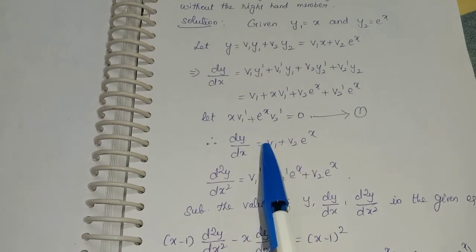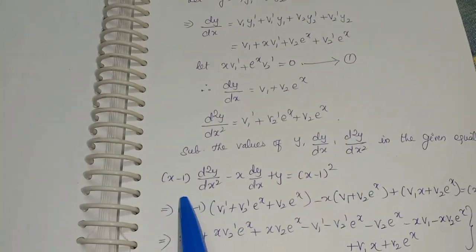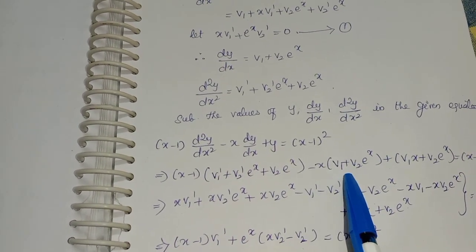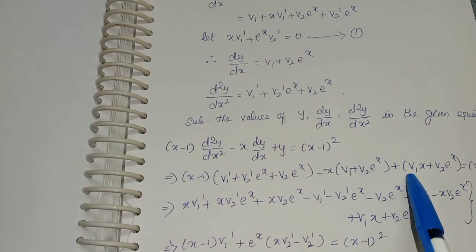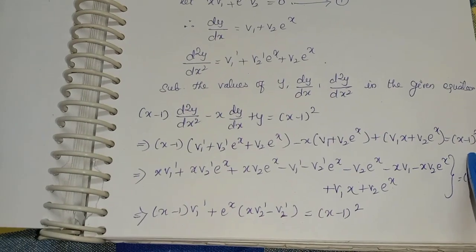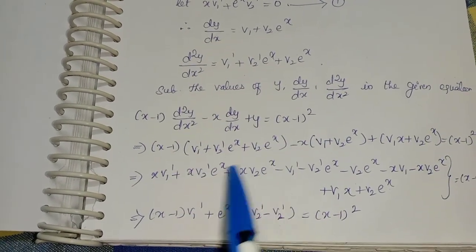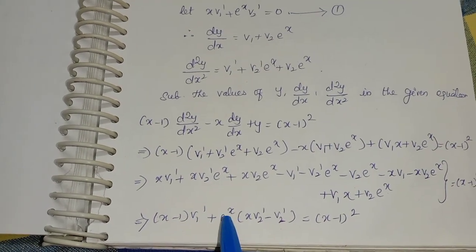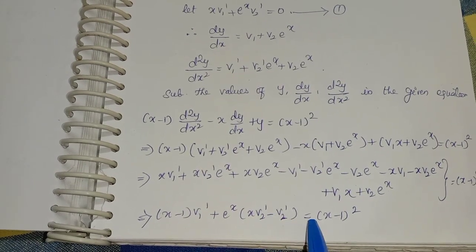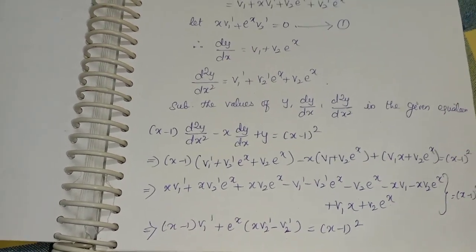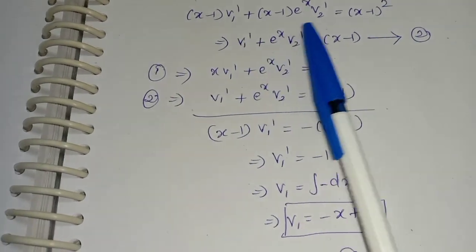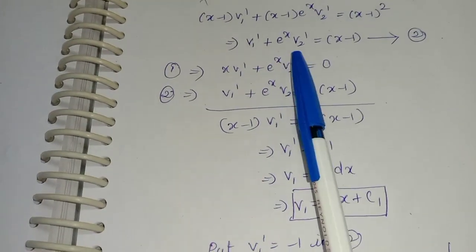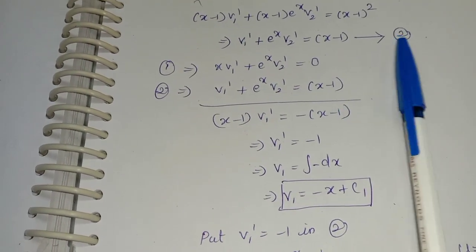Okay, now substitute all these values in the given differential equation. So (x minus 1) into (v1 dash plus v2 dash e power x plus v2 e power x) minus x into (v1 plus v2 e power x) plus v1x plus v2 e power x is equal to (x minus 1) the whole square. Okay, now let us expand and cancel the terms. So finally we are getting the equation like this: (x minus 1) v1 dash plus e power x into x v2 dash minus v2 dash is equal to (x minus 1) the whole square. That is (x minus 1) v1 dash plus (x minus 1) e power x v2 dash equal to (x minus 1) the whole square. So v1 dash plus e power x v2 dash equal to x minus 1. So this is equation number 2.